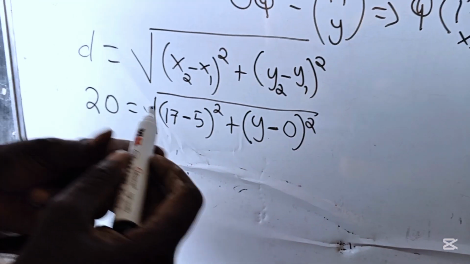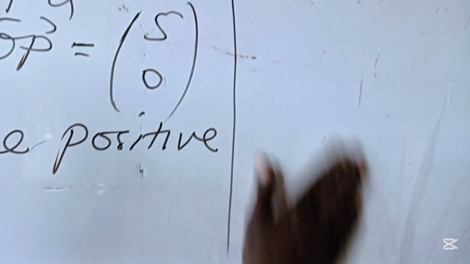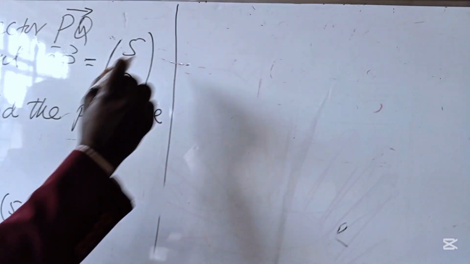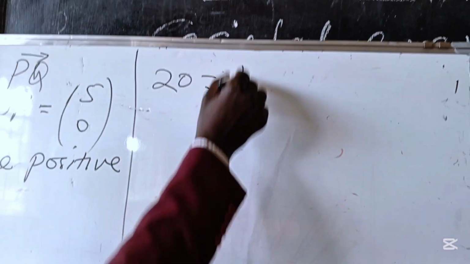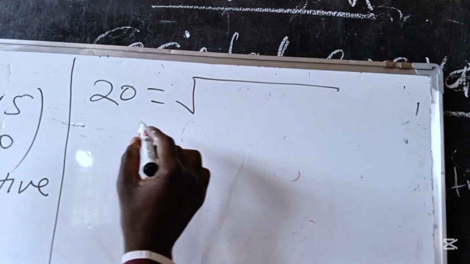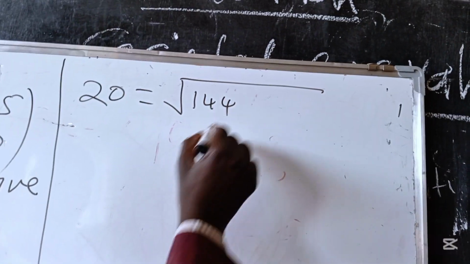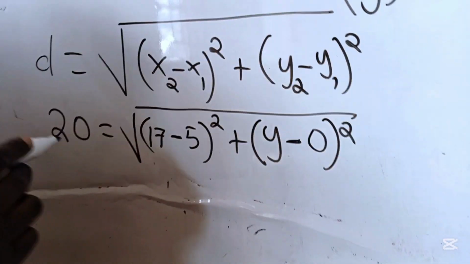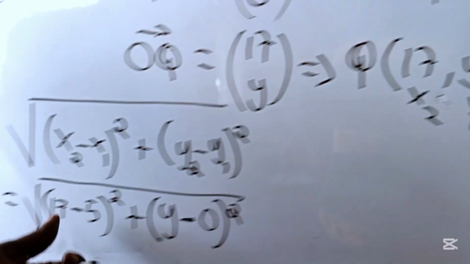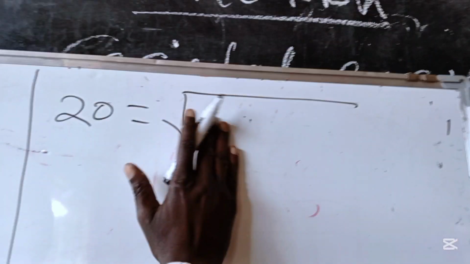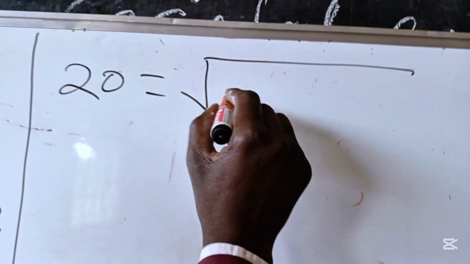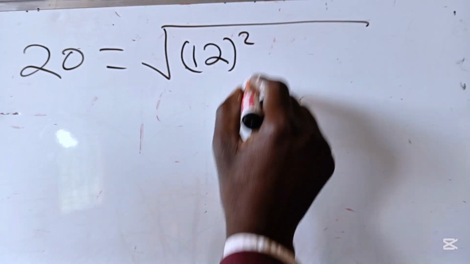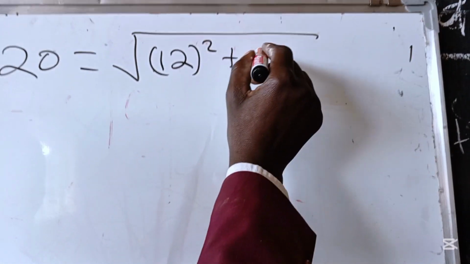You agree with me that when you reach this far, you have 20 equals the square root of 144, because the difference between 17 minus 5 is 12. Let me take it slowly with you. The difference is 12, then this 12 should be squared. There the difference is just y squared.